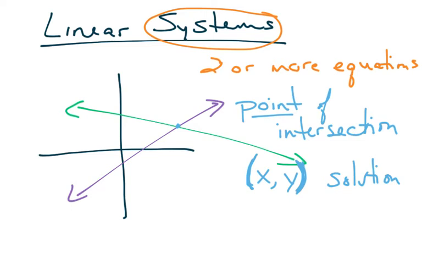The two methods that we are going to go through are called the substitution method and the elimination method. This one, I'm just going to focus on the substitution method, and then I'll do another one for the elimination method. But what we're finding is always a point of intersection, and our solution will always be a point, an x and a y value.